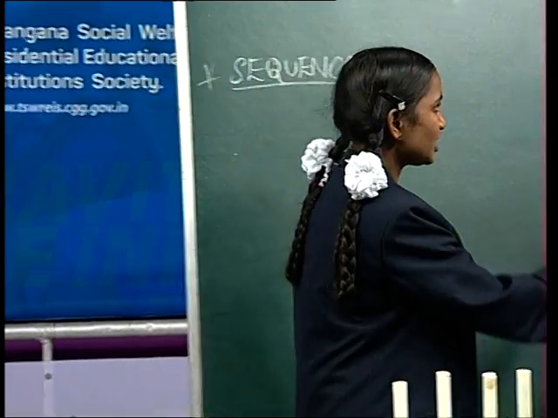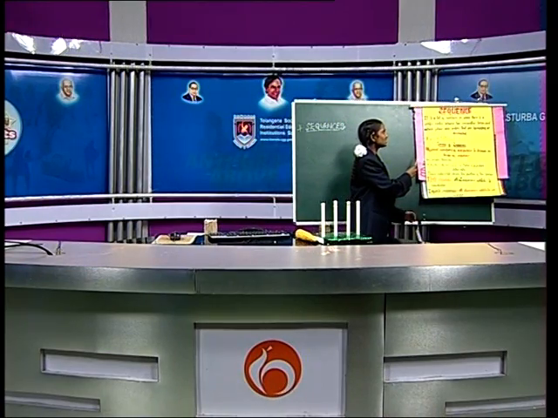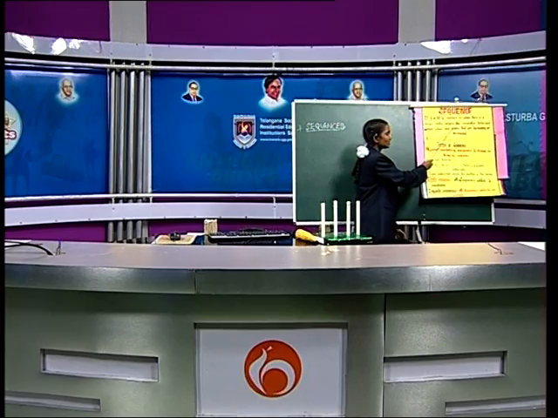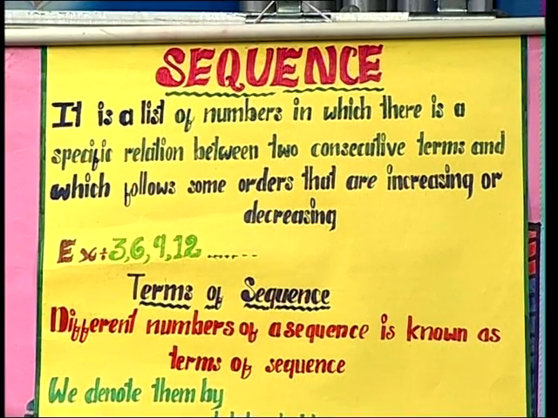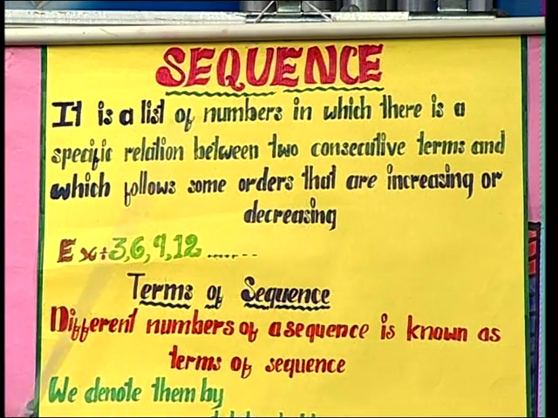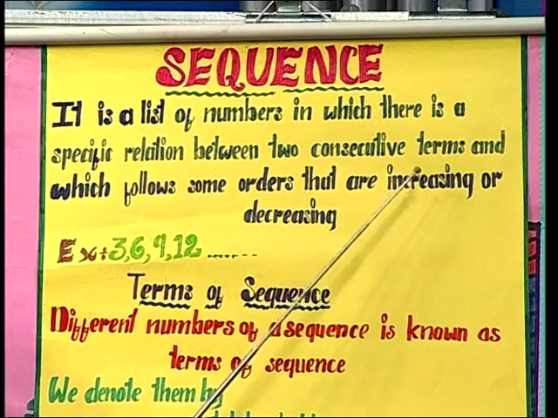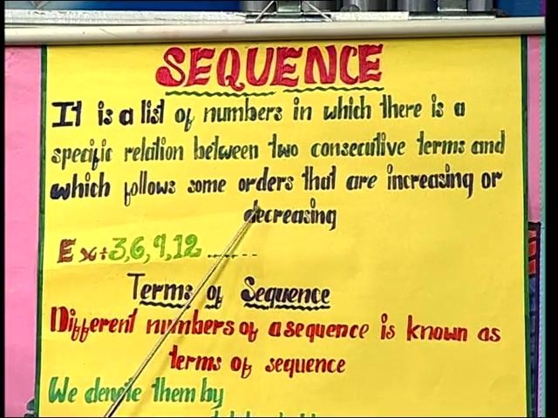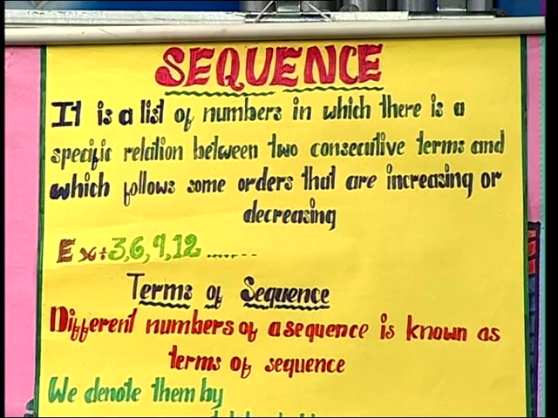Yes, sequence means it is a list of numbers in which there is a specific relation between 2 consecutive terms and which follows some order that is in increasing or decreasing.